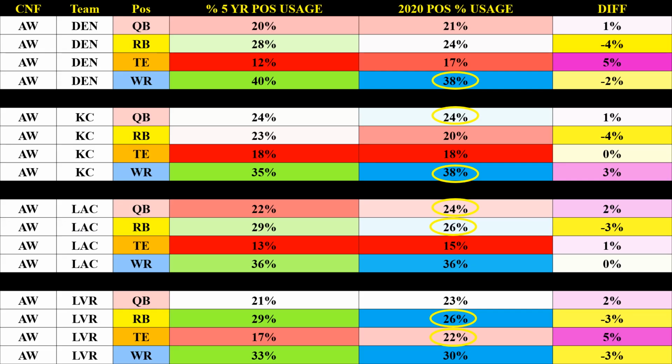Okay. The AFC West, we have Denver, KC, Chargers, and the Raiders. Let's see 2020, who owns what advantages. Believe it or not, Denver, 38% usage for their wide receivers is as good as Kansas City. The issue is the quarterback. If Watson or Rodgers gets to Denver, I think that 38% goes up. And I think it could be a passing bonanza.